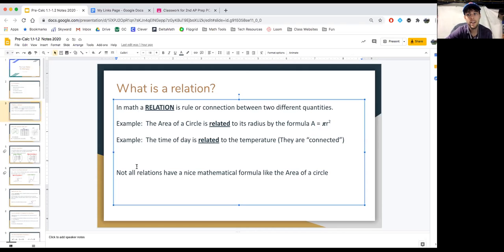They're related, they're connected, because at a particular time of day, there is a temperature that is related to it, that is associated with it, that we could measure, right? Not all relations have nice mathematical formulas. For example, the area and the radius of a circle, that has a nice formula. Temperature and time of day, that doesn't really have a nice formula for it.